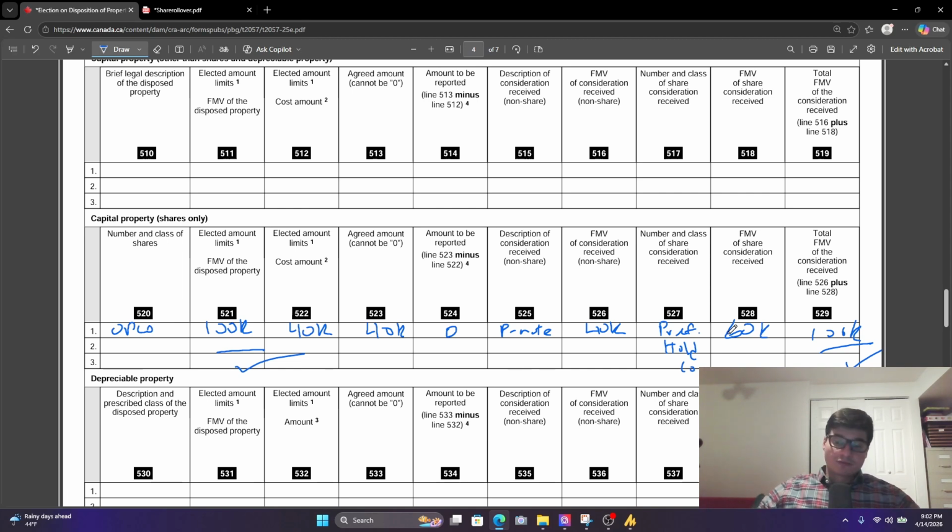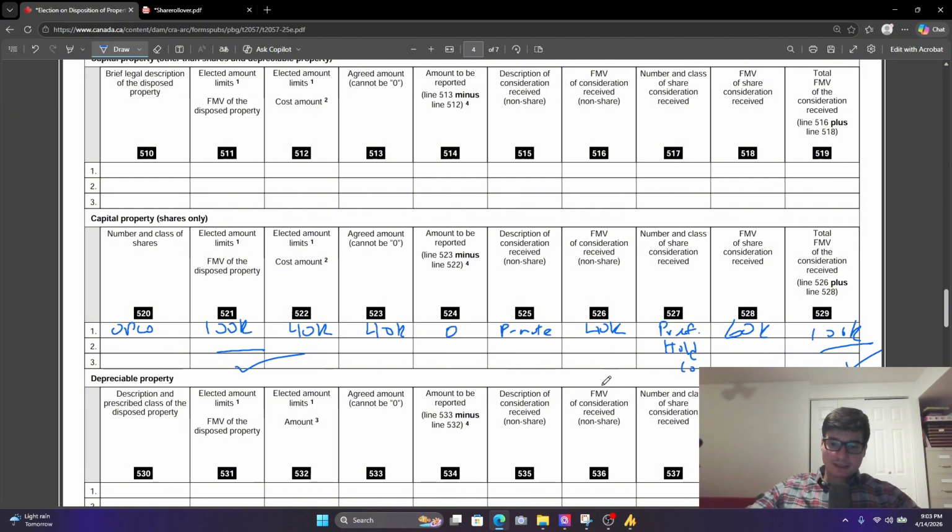What that means is we're deferring that eventually, if you sell or you redeem the preferred shares, that'll be worth 60,000. That'll be your fair market value. You'll have to pay tax on that eventually. But for now, there is no tax trigger here. We have our elected amount. So we're essentially transferring over Opco shares, okay, to the Holdco, and we're getting the Holdco shares, the preferred shares, which have a fair market value of 60,000. Okay, and that's what we're doing, and there's no tax implication here. Zero tax implication here right now.